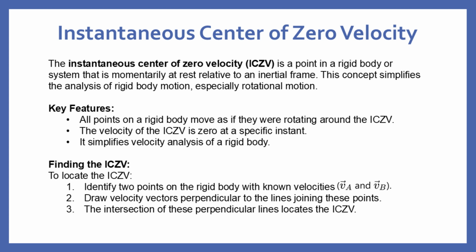To find the ICZV, identify two points on the rigid body with known velocities. Draw lines perpendicular to the velocity vectors at these points. The intersection of these perpendicular lines is the ICZV.